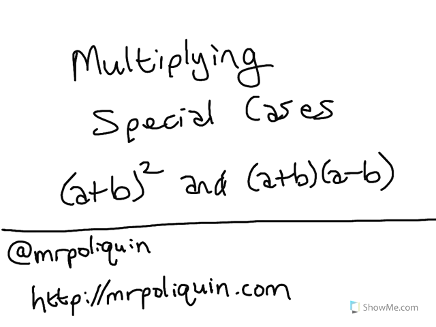The first pattern deals with the square of a binomial, and the second one deals with multiplying two related binomials, the sum of two terms times the difference of the same two terms.